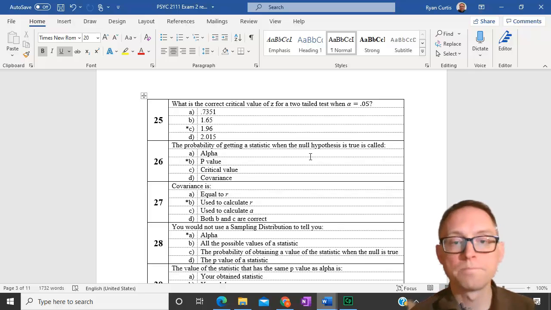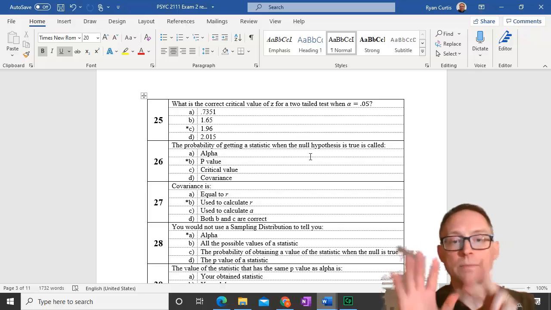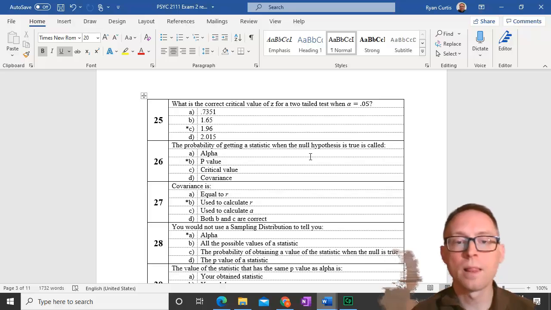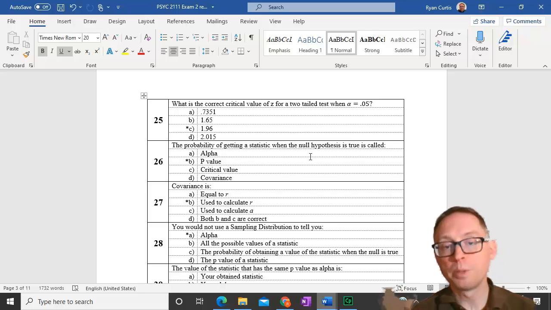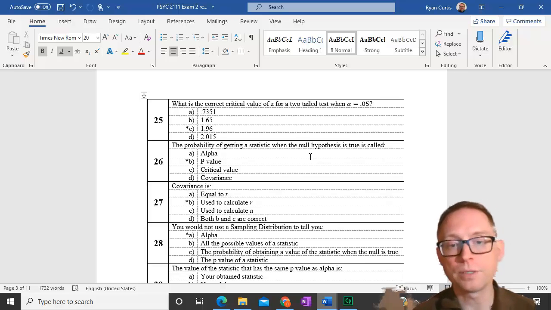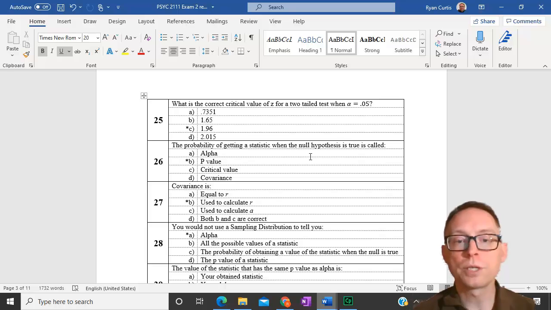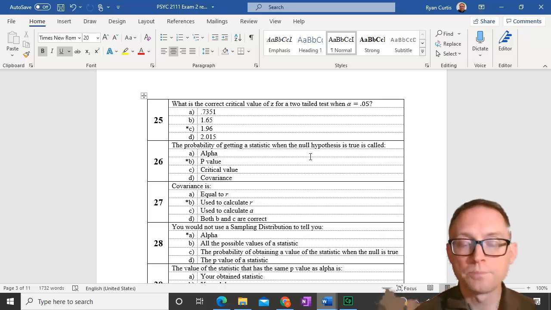27. Covariance is used to calculate R. Now, we also use it to calculate B. And then we use B to calculate A, but you don't have to use it, that's for sure. But we use it to calculate R. We can also use it to calculate B. And then we use B to calculate A.